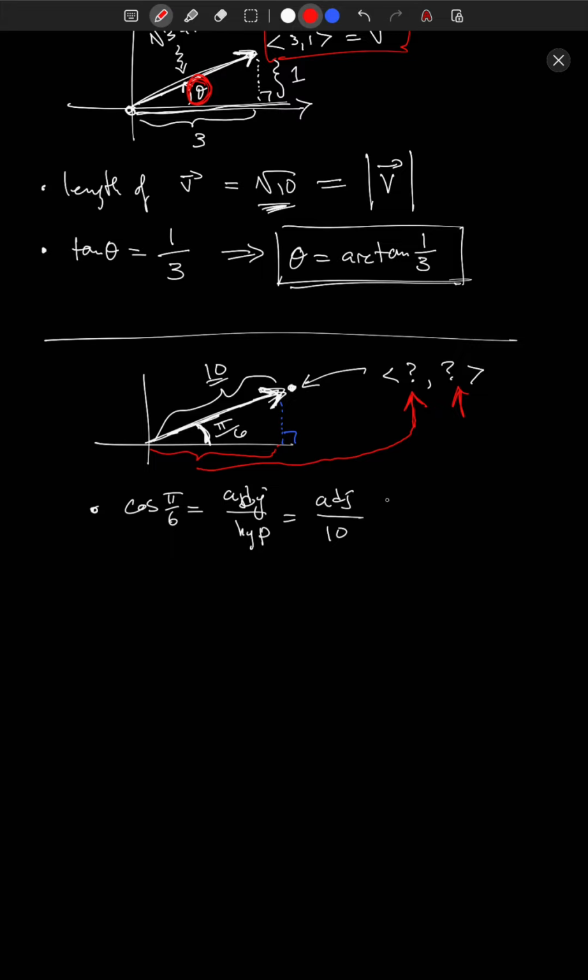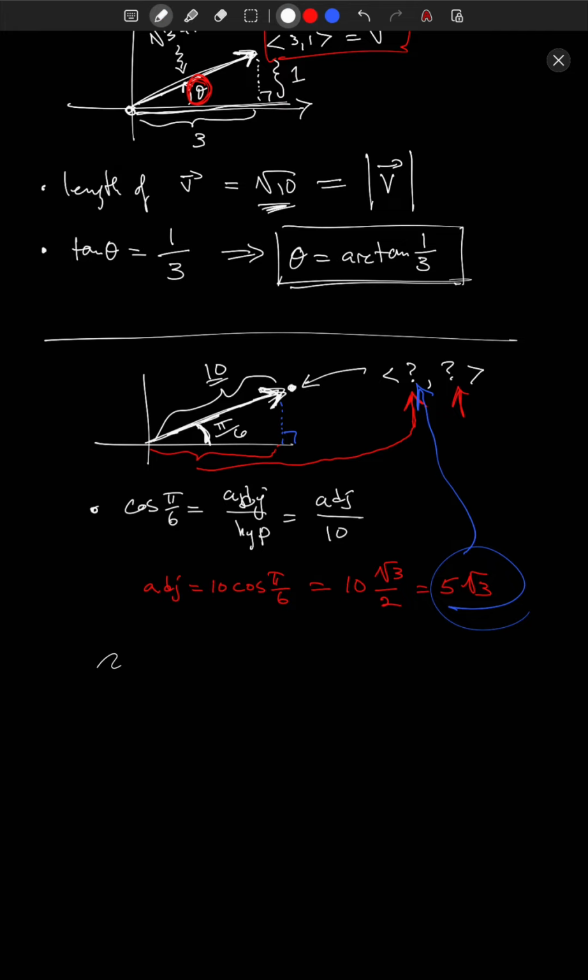So in particular, what that means is, let me do a little bit of algebra here, right? Adjacent is equal to 10 times cosine pi over 6. Cosine pi over 6 is root 3 over 2. So 10 root 3 over 2, so 5 root 3. So what we figured out here is that the first entry is 5 root 3.